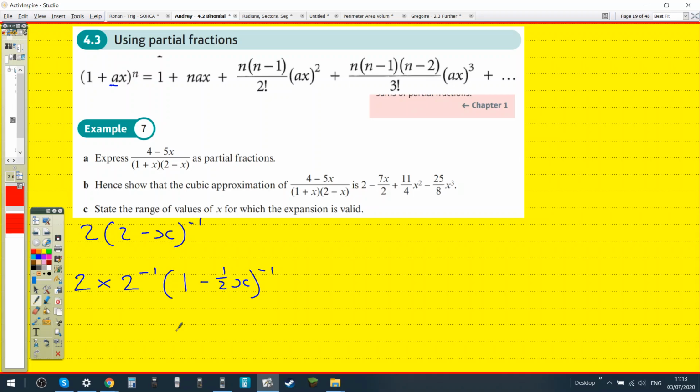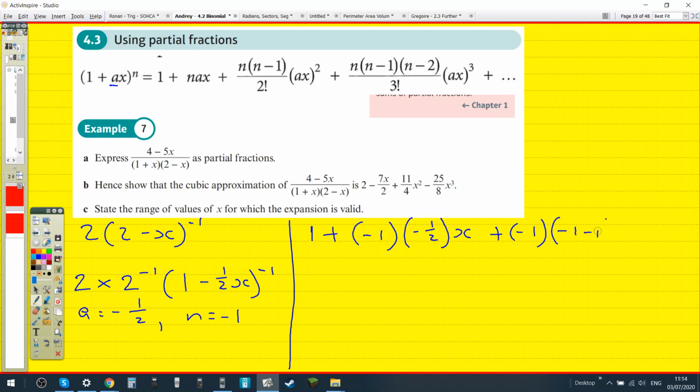So now, wait, so is here a is minus a half and n is minus 1? Yep. So would it here be 1 plus minus 1 times a half x? Yeah. And plus minus 1 times minus 1 minus 1 over 2 factorial.